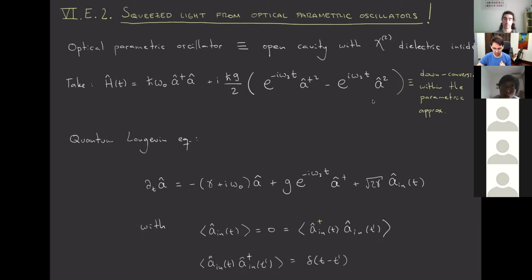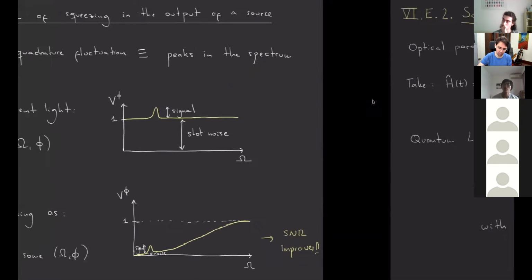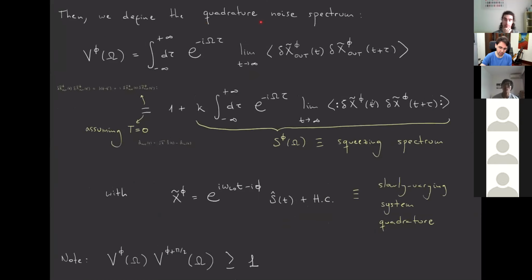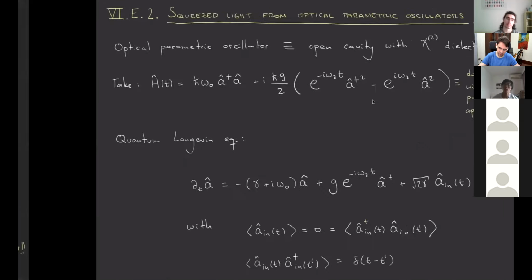But the important point for us is that now that we have a model for the source, for what's happening inside the source that we want to characterize, we can evaluate the quadrature noise spectrum, because we only need to evaluate the normally ordered 2-time correlation function of the slowly varying quadratures of the system, okay? And then this is what we will do in the remaining of the class. It's not very complicated, but it just has a couple of funny things.